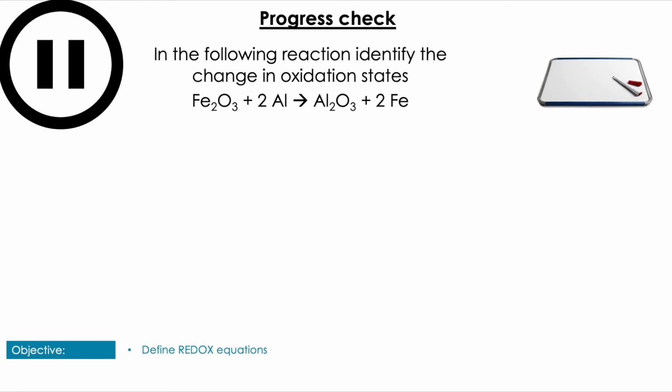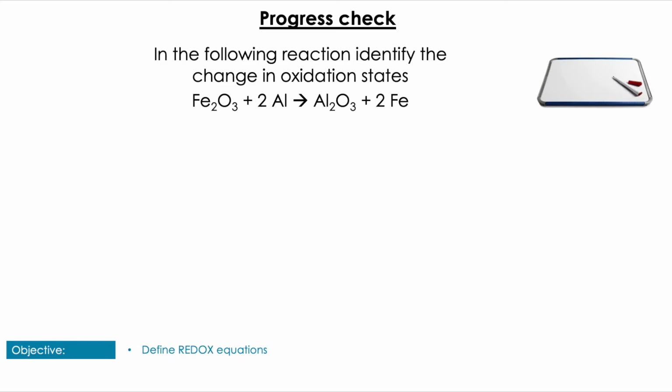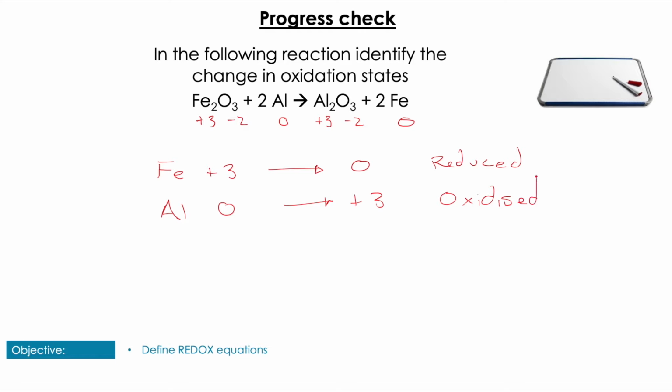Brilliant. So hopefully for that you saw we had iron being +3 in the reactants, aluminium being 0, and then aluminium being +3 and iron being 0 in the product. So iron going from +3 to 0 is of course being reduced, acting as the oxidizing agent, and aluminium going from 0 to +3 is oxidized.